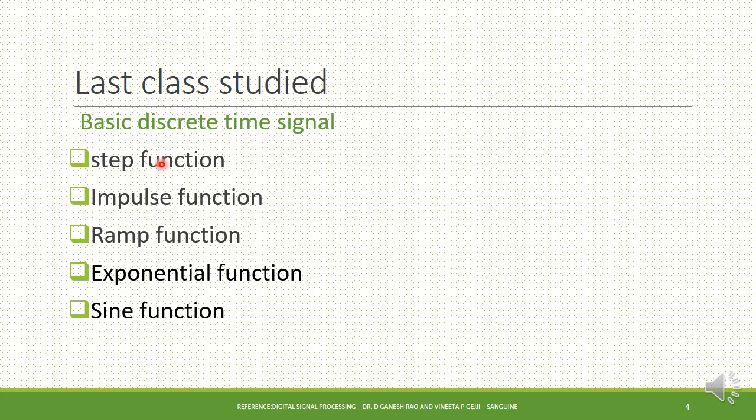Please be careful in the examination. First read the question carefully, and depending on that, write the answers. If we ask for the continuous time signal, then you have to explain all these signals with respect to the continuous signals. If we ask for the discrete, then you have to explain with respect to discrete time signals.